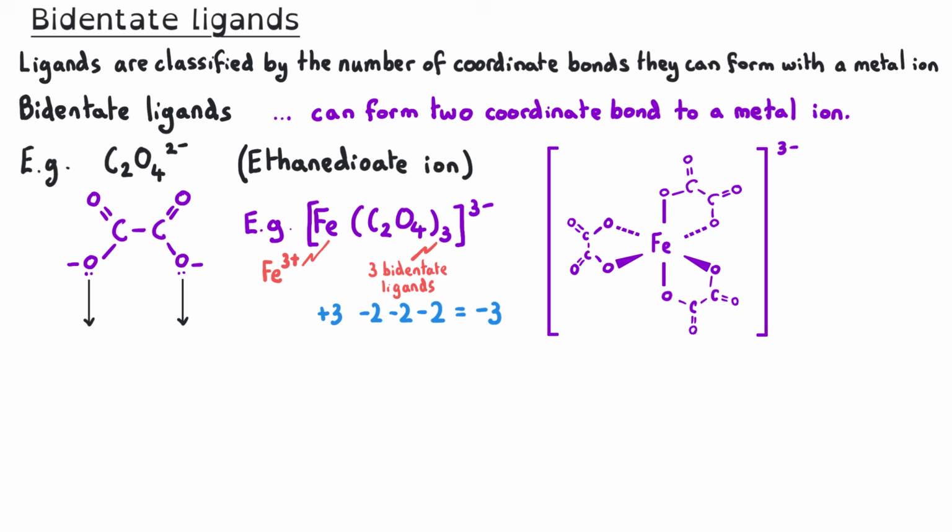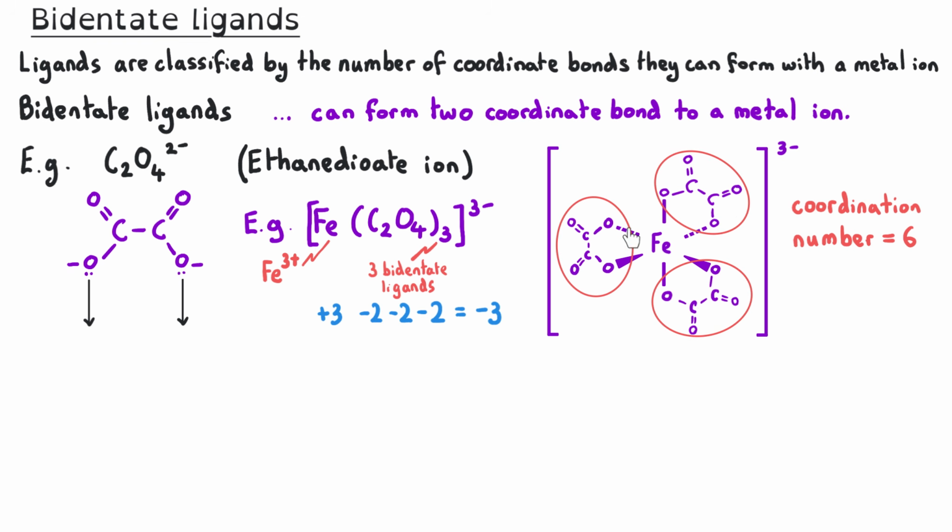And we can see from this diagram here the octahedral arrangement, those 6 coordinate bonds around the iron ion, and so the coordination number is 6 as a result of that. And here are the 3 ethane dioate ions in those 3 positions around the octahedral complex.